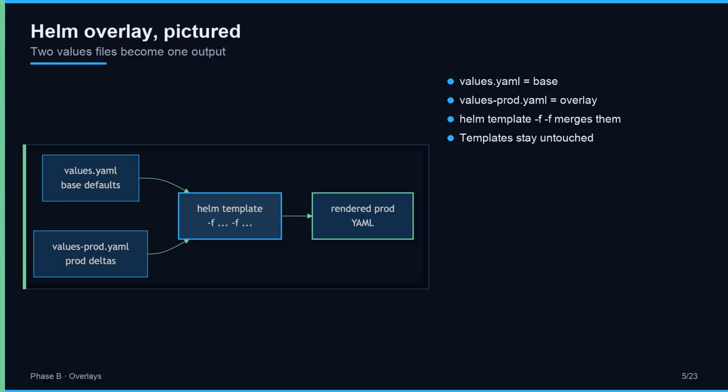See it flow. The base values file goes in, the prod overlay values file goes in, and helm template merges them. Overlay wins where they disagree, and out comes the rendered prod YAML. The chart templates never change. The only thing that differs between environments is which values files you layer together.